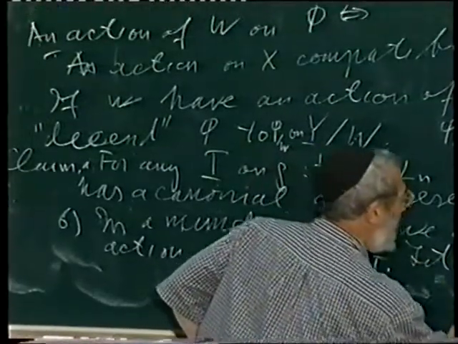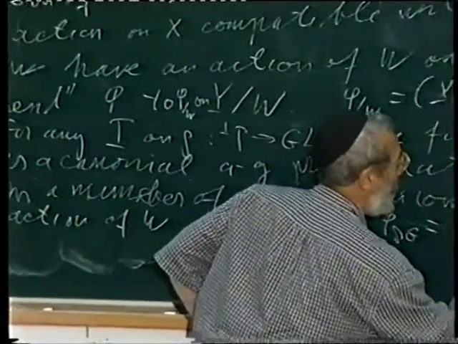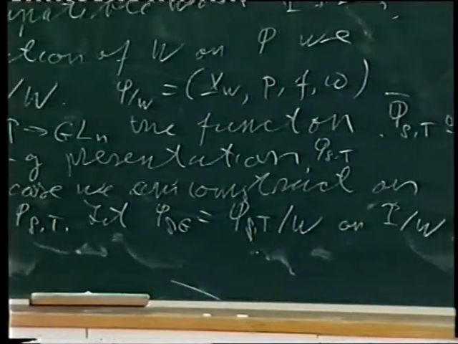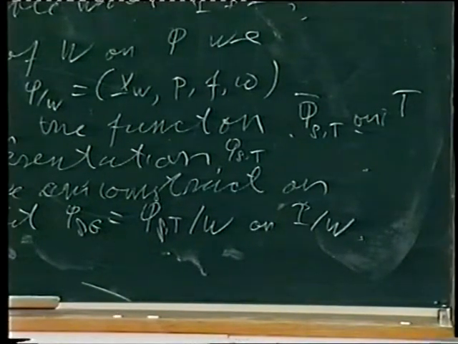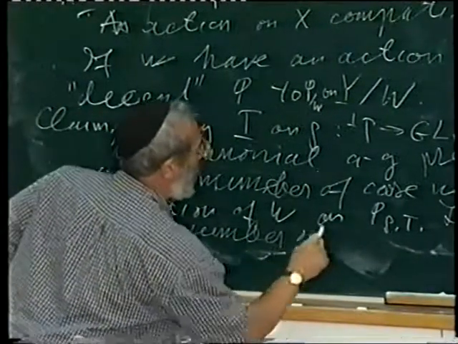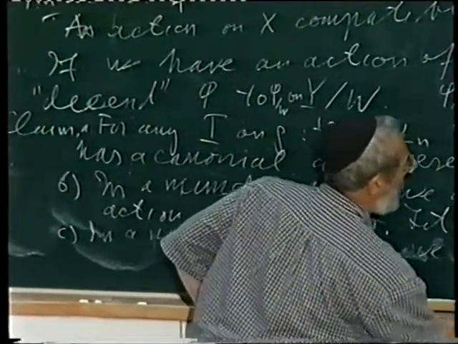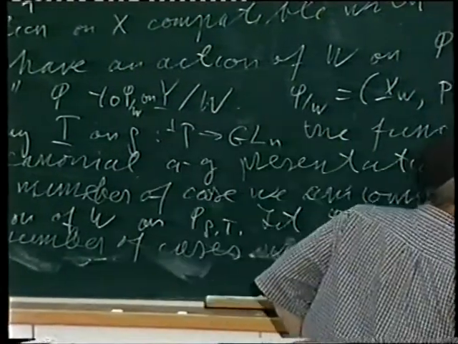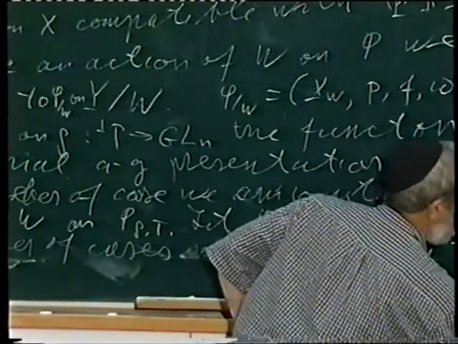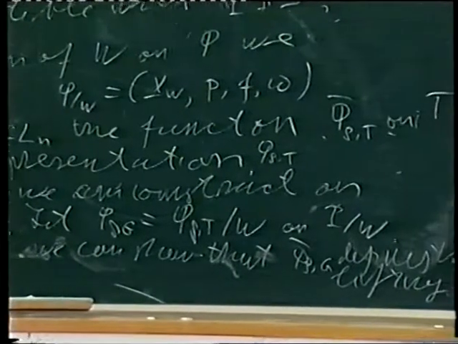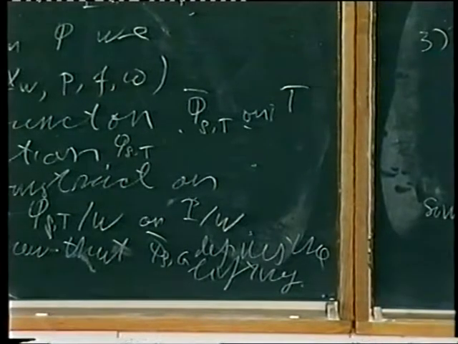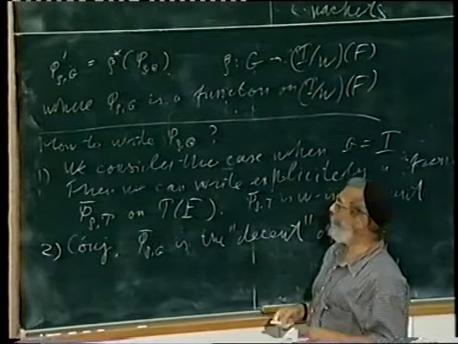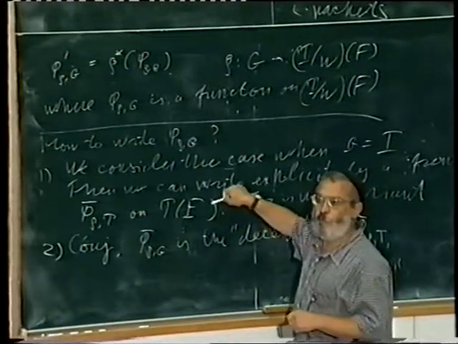Let phi rho g be phi rho t mod W on t mod W. So in a number of cases, we didn't check, but in a number of cases, we can show that phi bar rho g defines a lifting. So once more, the definition of a lifting was reinterpreted as a construction of some very special function on the set. The claim is that, at least in a number of examples, these functions are obtained by descent from the corresponding function on the split torus.